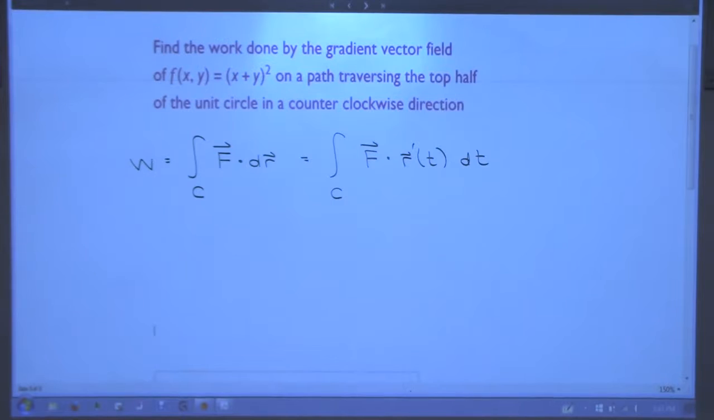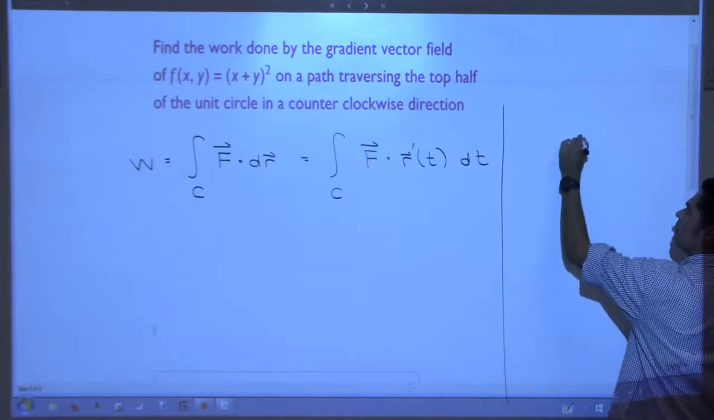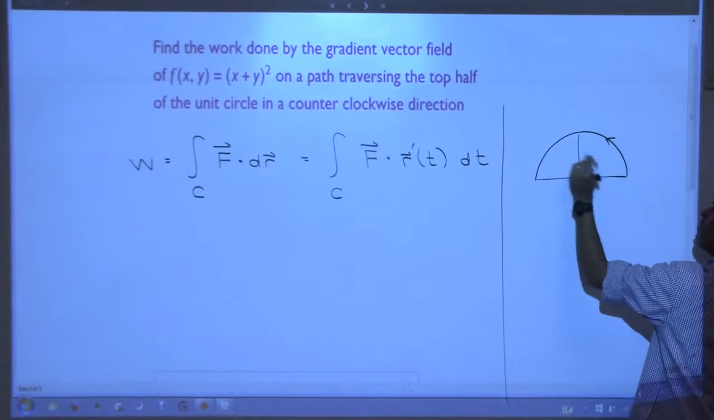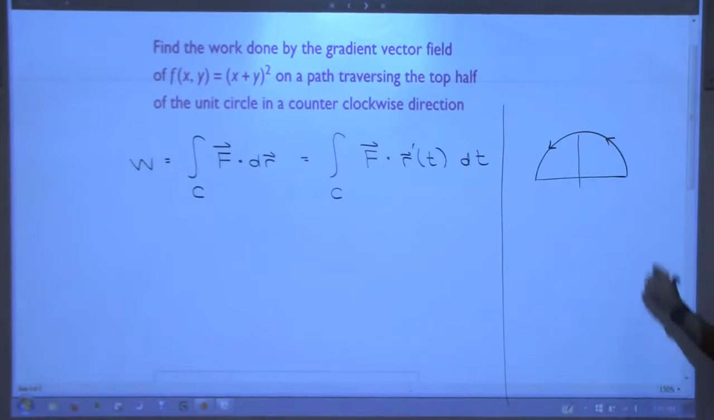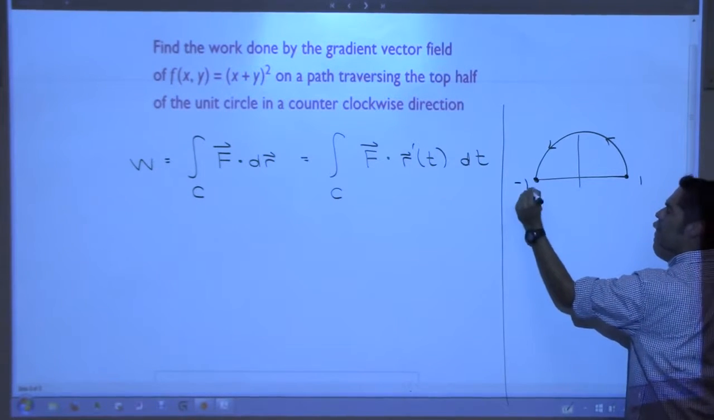Okay, so you want to start with trying to get r first? Okay, let's try and find the vector function that draws the top half like this. And you want to go counterclockwise, right, like this? You want to start here, at 1, on the unit circle, and you're going to end here at -1.